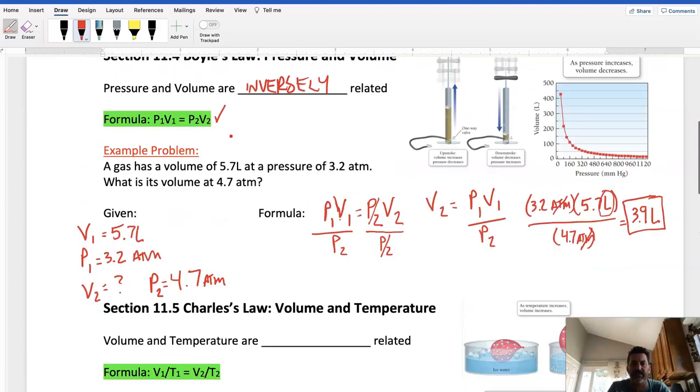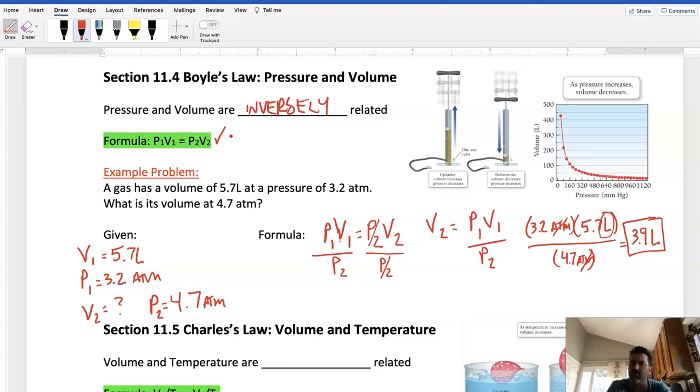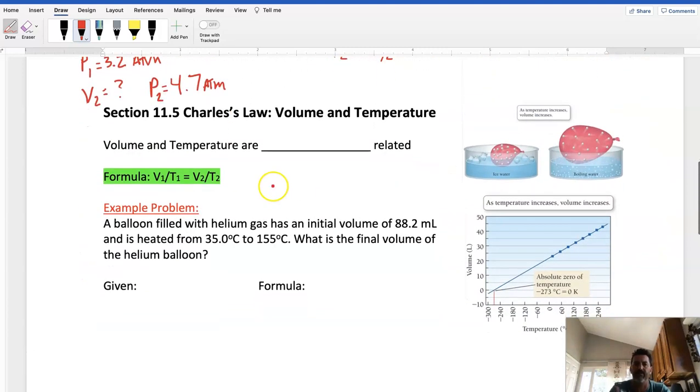Okay, the next one, Charles' law, volume and temperature. Well, again, we talked about this in class. If pressure and volume are the only two that are inversely related, then everything else has to be directly related. And if you look at the graph, you can see there is a direct relationship between these two things. Some of you said this in the real world example. If I take a balloon and put it in the freezer, it's going to get smaller. If I put it in boiling water, it's going to get bigger because temperature and volume are directly related. As one goes up, the other goes up. As one goes down, the other one goes down. Our formula looks like this: V1 over T1 equals V2 over T2.